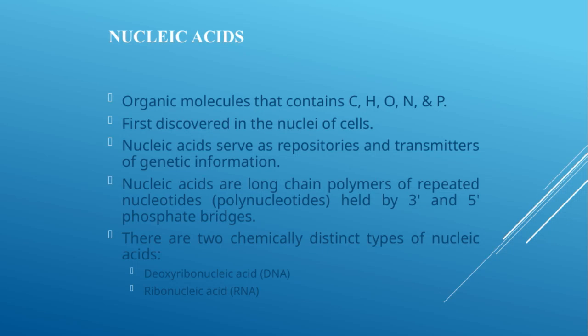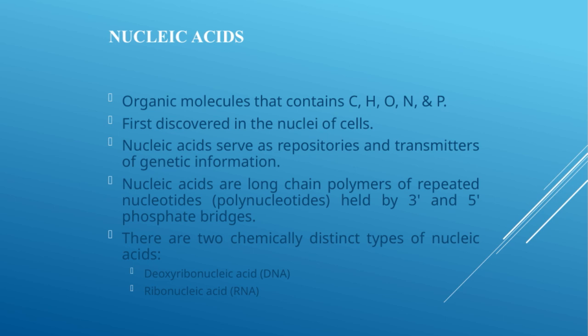Nucleic acids are organic molecules that contain important elements like carbon, hydrogen, oxygen, nitrogen, and phosphorus. These molecules were first discovered inside the nuclei of cells, which makes sense given their crucial role in genetics. Their primary function is to serve as repositories and transmitters of genetic information, ensuring that traits are passed from one generation to the next. Nucleic acids are long chains made up of repeating units called nucleotides, and these chains are known as polynucleotides. These chains are held together by phosphate bridges connecting the 3' and 5' ends, which is essential for their structure and function.